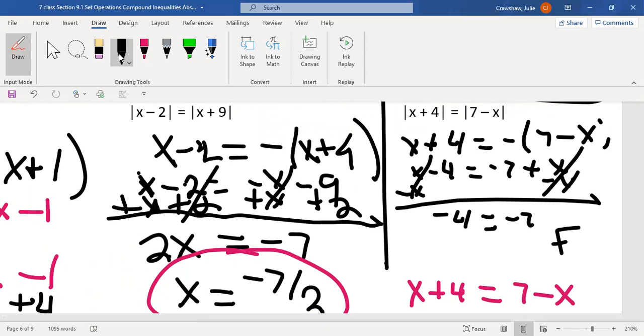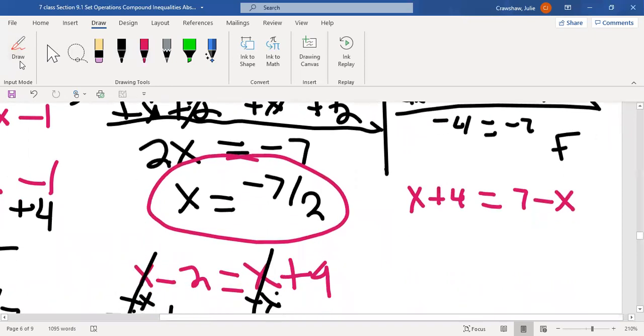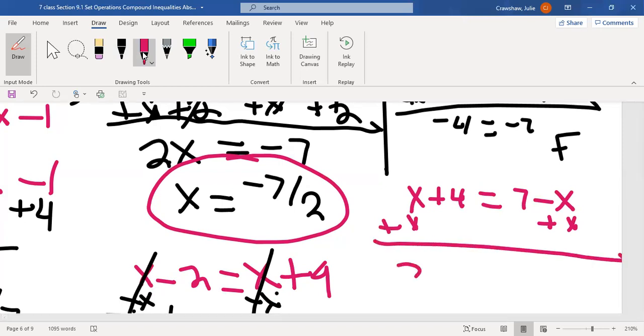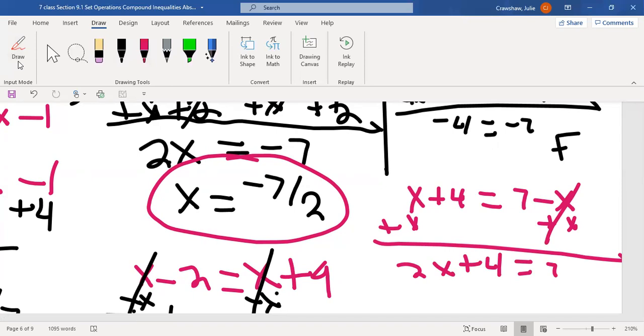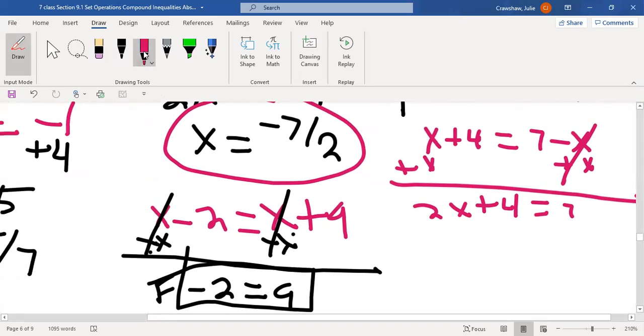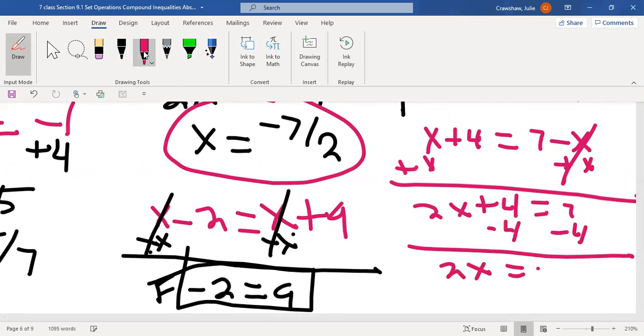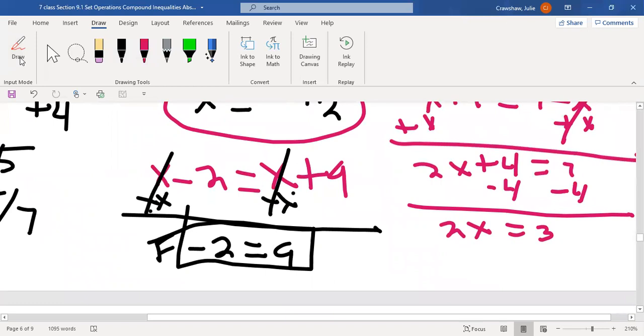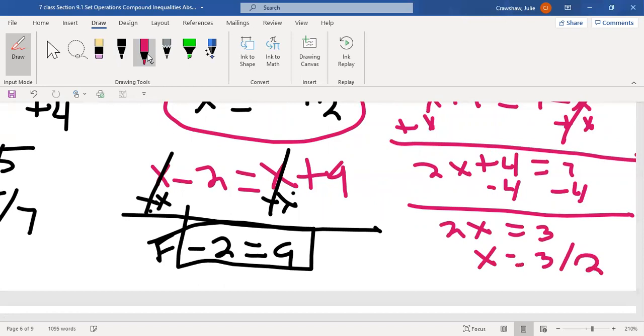So I go on to my next one to see if it will give me an answer. And on this one, when I add my x's to both sides, they don't cancel. I get 2x plus 4 equals 7. Now I'm going to subtract my 4 from both sides, and I get 2x equals 3. And then I'm going to divide by my 2. So I'm going to get x equals 3 over 2. So that's going to be my only solution.